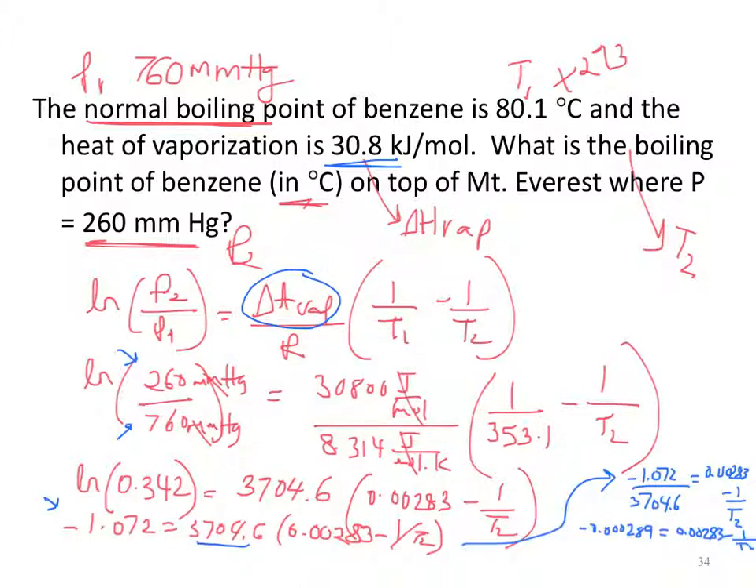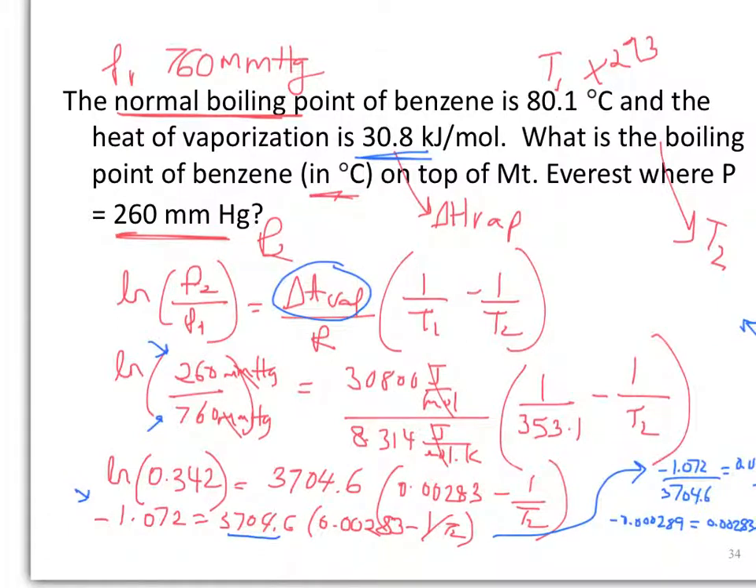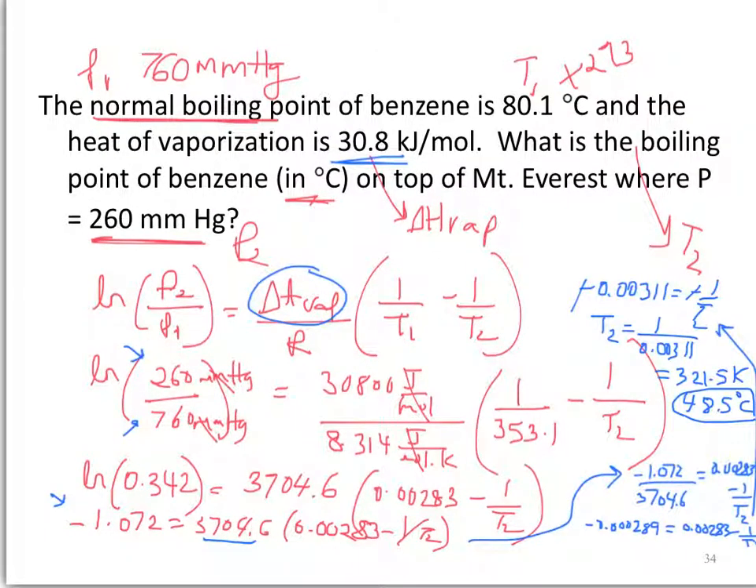So I have just plugged in the values and am trying to calculate the final answer. And it looks like there's barely any room here. Let me erase some parts. Oops. And when you solve completely for T2, it comes out to be 48.5 degrees Celsius.